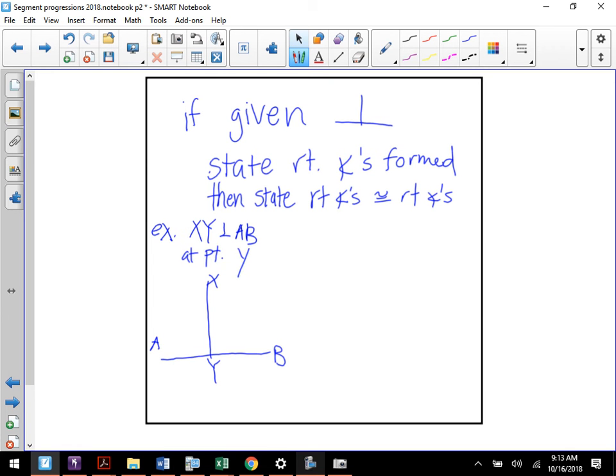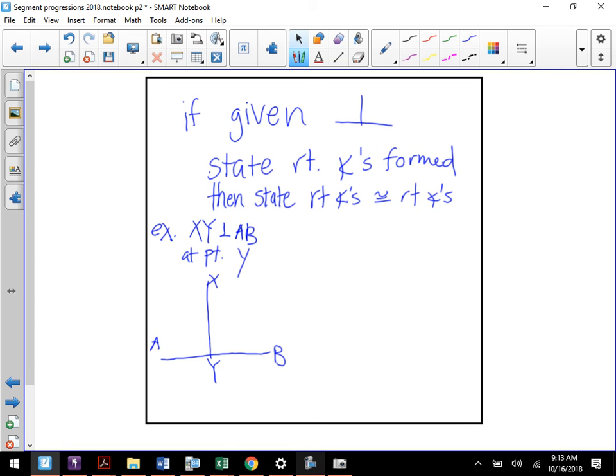All right, so then the problems that you're going to get would look like this. It tells you XY is perpendicular to AB at point Y. So in the diagram here, that's telling you that this segment XY is perpendicular to this segment at point Y. So now you know that here's your two right angles that have been formed.